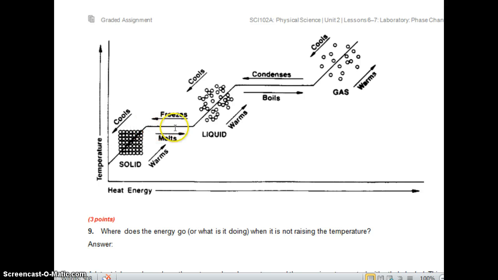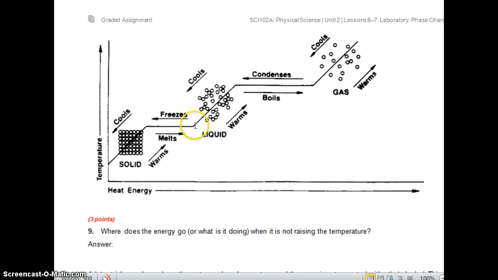The heat energy is still changing because I'm moving left to right. But am I moving up and down? No. So if I'm not moving up and down, what does that tell me about my temperature? My temperature is constant when it freezes or melts. Why? All that energy is ripping these molecules apart. Instead of being nice and orderly, look at how they are when they're a liquid. So it takes energy to rip them apart. That's the energy that happens during a phase change, which is why the temperature stays the same.